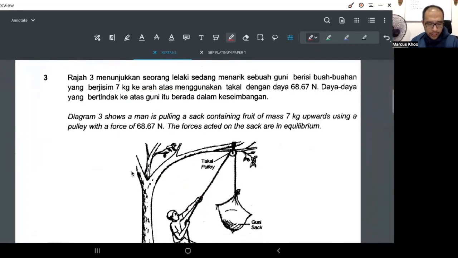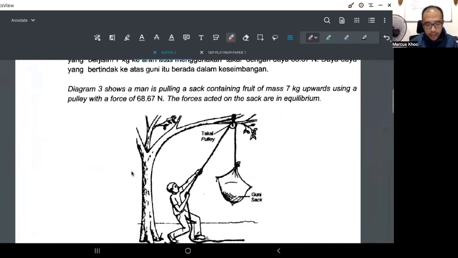Okay, number 3. The diagram shows a man pulling a sack containing a fruit of mass 7 kg upwards using a pulley with a force. So he's pulling this with a force of 68.67 newtons. The forces acting on the sack are in equilibrium.